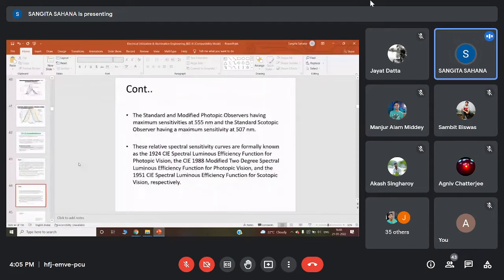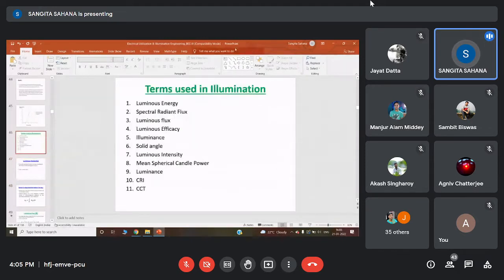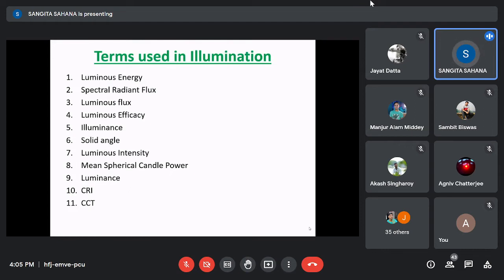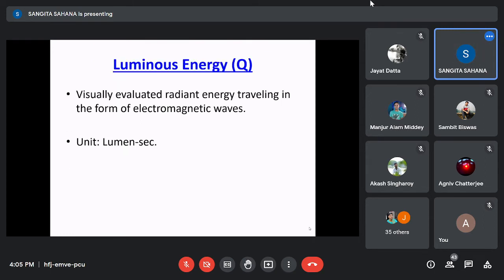Okay, so next, different parameters used in illumination. How to quantify? Like we use voltage, current, frequency, power. Similarly, what are the parameters used in lighting? So you can see a few names here: luminous energy, radiant flux, luminous flux, efficacy, etc. So we'll discuss one by one. So luminous energy, this is the visually evaluated radiant energy traveling in the form of electromagnetic wave.